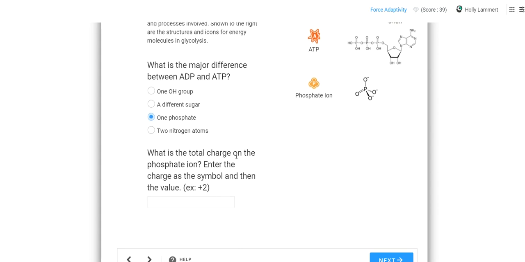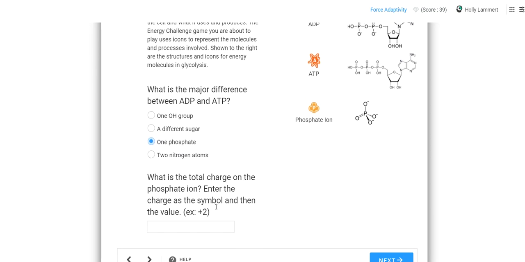What is the total charge on the phosphate ion? Enter the charge as the symbol and then the value. So the symbol would just be PO4. That's because it has 1 phosphate and 1, 2, 3, 4 oxygens. And then how many negative signs does it have next to it? 1, 2, 3. So this is PO4 minus 3.